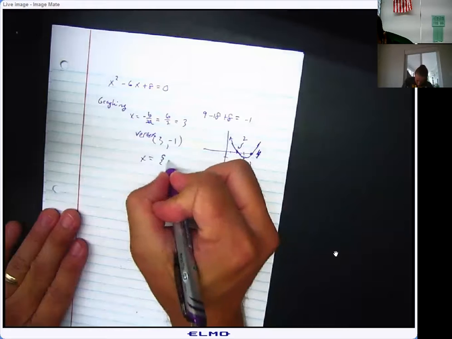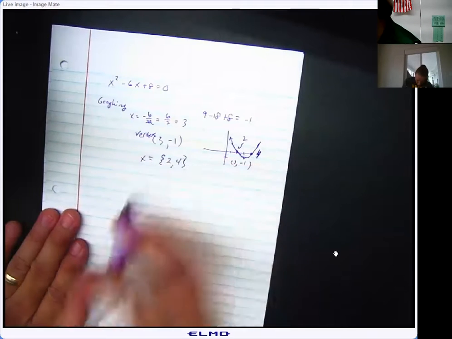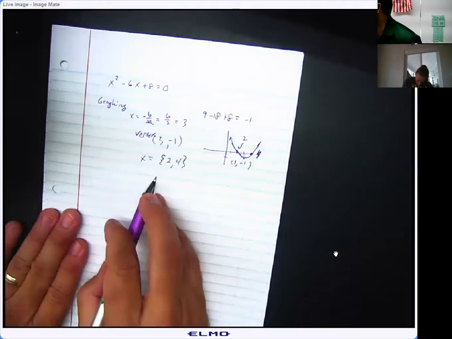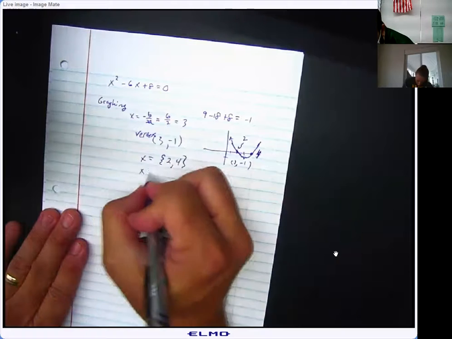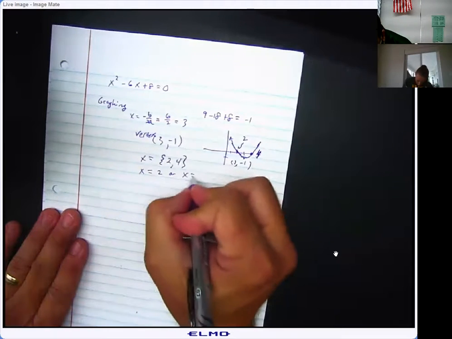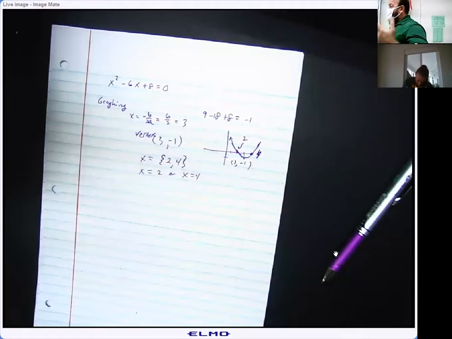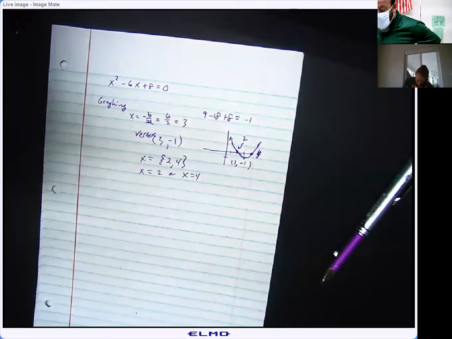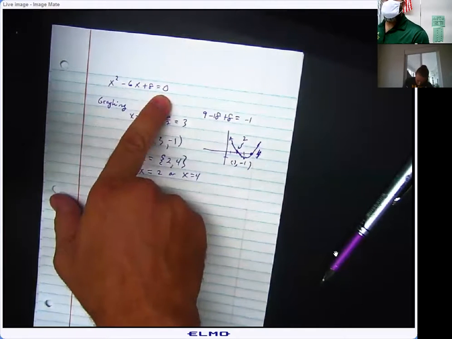And you can write it this way. That's a valid way of answering that. There's a list of answers, they're 2 and 4. Or you could say x equals 2 or x equals 4. Those are good. Now, I like graphing them, but that takes a long time. Anybody think of a better method for that? What would be a better way to answer this? Anybody remember?